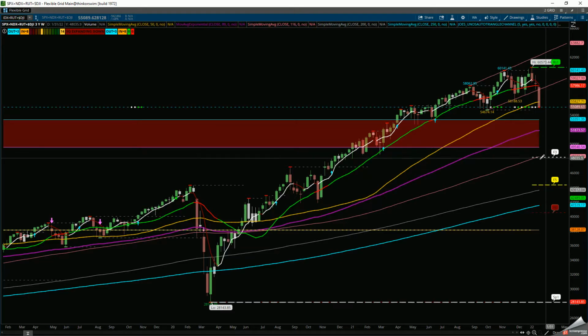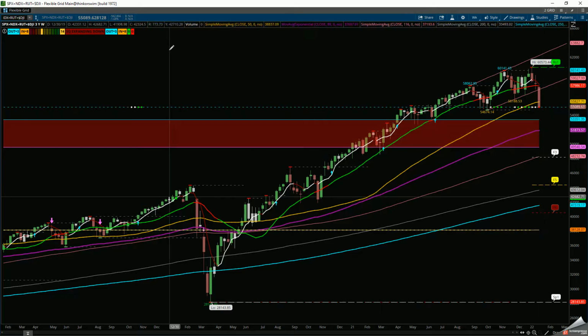The 38.2 is close enough to the 116 simple moving average. I hope this was helpful. And let's go break it down step by step a little quicker.